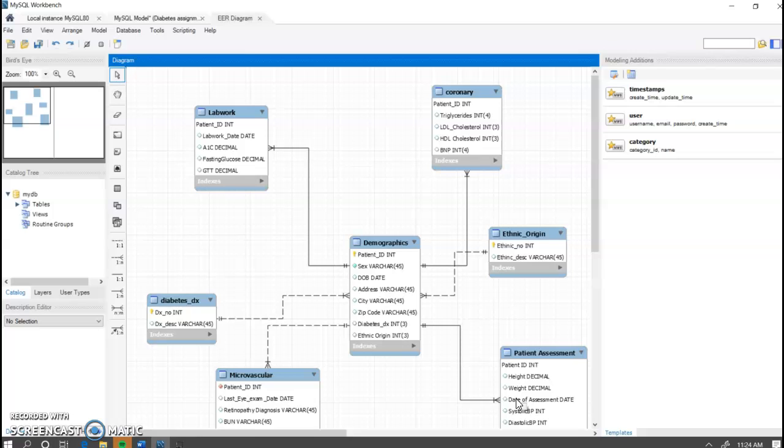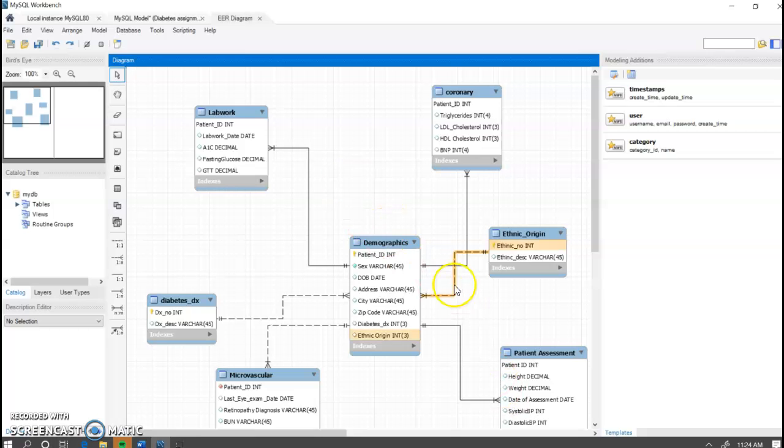I kept the systolic and diastolic blood pressure separately to allow for easy querying to find those outside of the ranges. So if I'm looking for both a systolic above one level and a diastolic above one level, it makes my query a lot easier than having blood pressure as one field. I had height and weight collected in meters and kilograms.